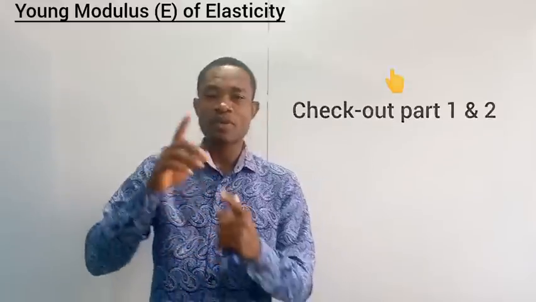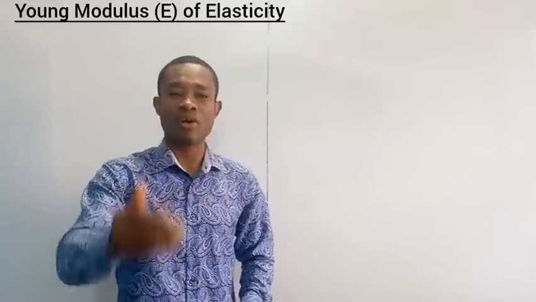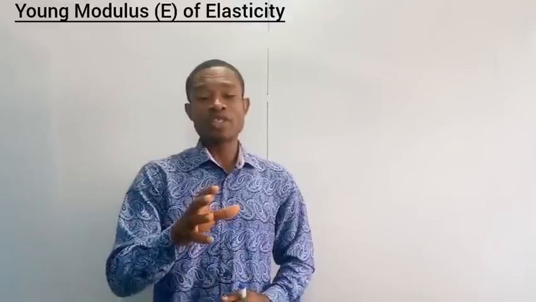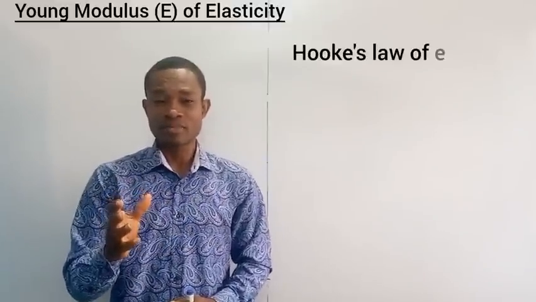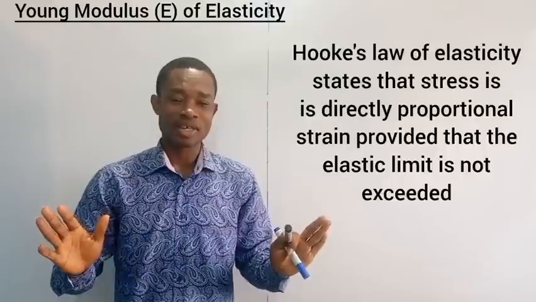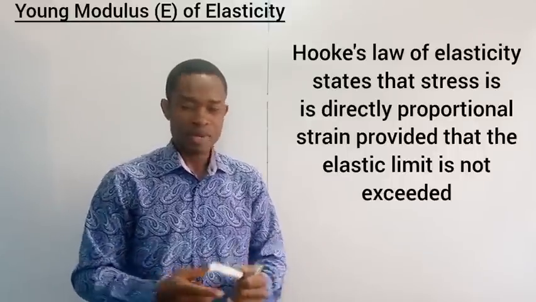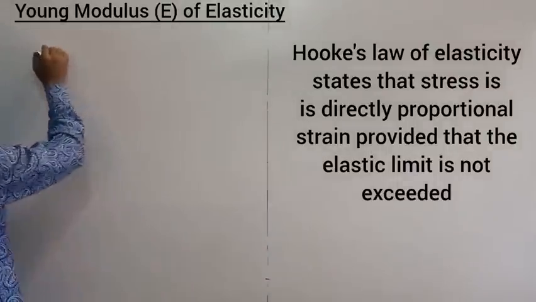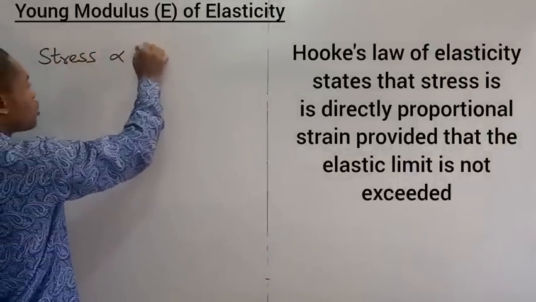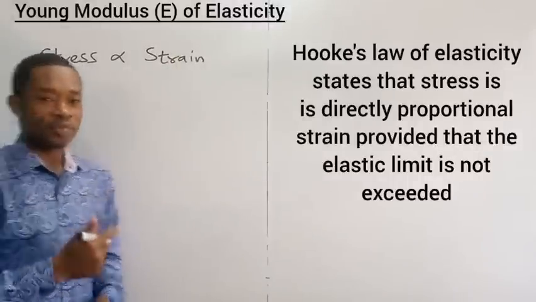So using the concept of stress and strain, we are going to state Hooke's law in another alternative way. With these two quantities, Hooke's law simply states that stress is directly proportional to what? Strain. As simple as that. Now mathematically, we can write that law as stress is directly proportional to strain. Good.